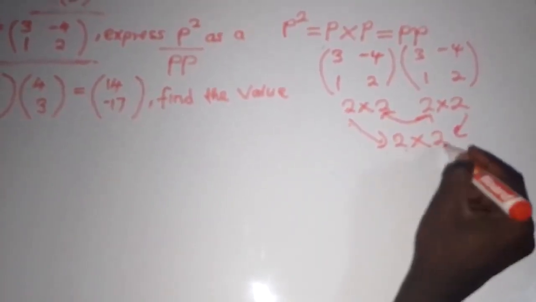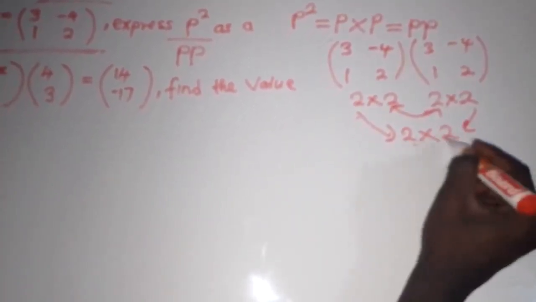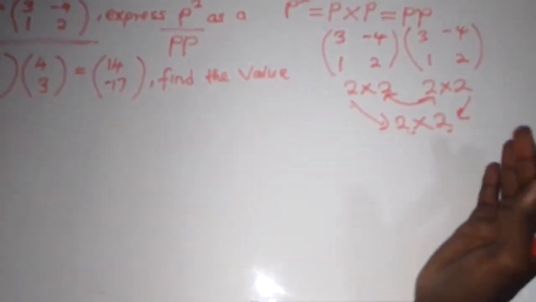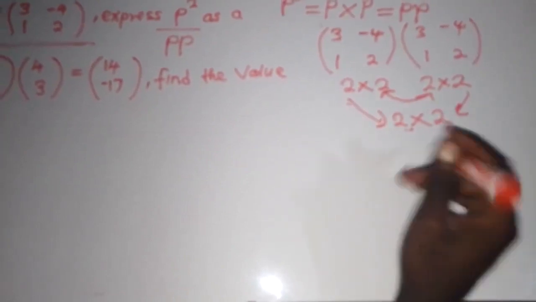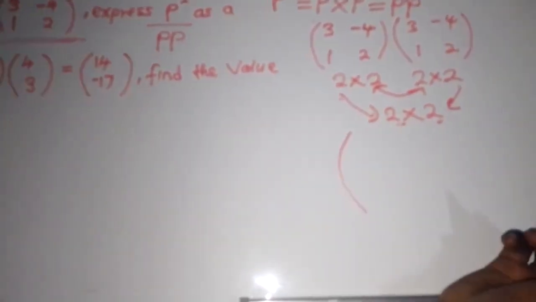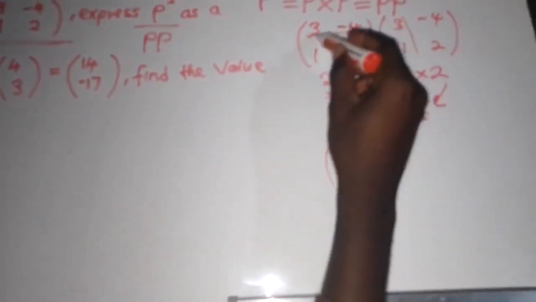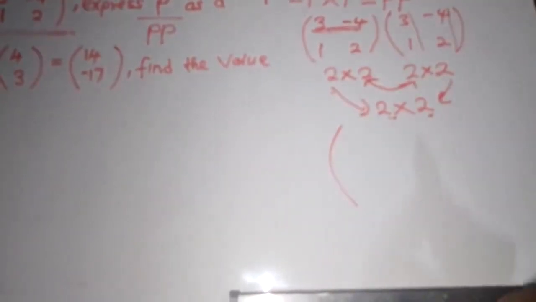It is a 2 by 2. So our answer will also be a 2 by 2. So I start multiplying now. I say this row against this column. Then this same row against that column.